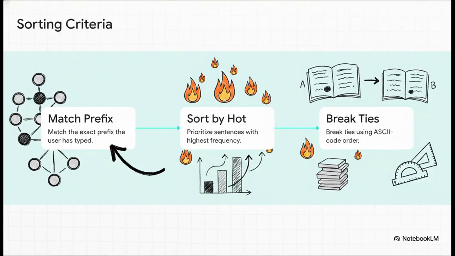To pull this off, our algorithm has to follow some incredibly strict priority rules. Step 1, we traverse the trie to match the exact prefix the user has typed. Step 2, we gather the matching historical sentences and sort them by their hot degree, meaning we prioritize the sentences that have been typed the most frequently in the past. Step 3, if 2 sentences happen to have the exact same hot degree, we break the tie by sorting them in ASCII code order. Basically, the alphabetically smaller one appears first.